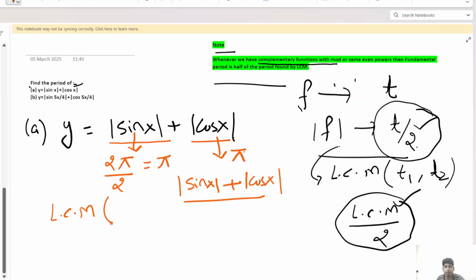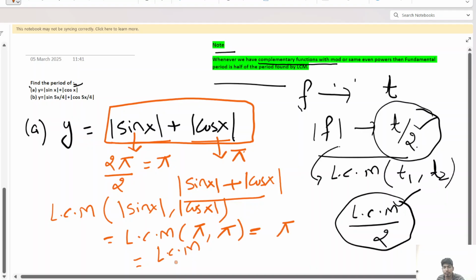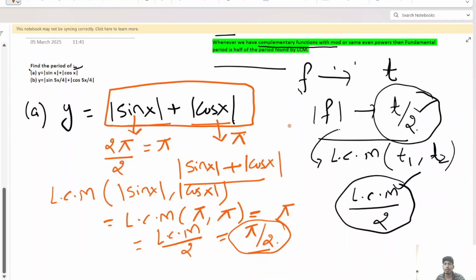is the LCM of the period of sin x and the period of cos x, that is the LCM of pi and pi, that is pi. But here it is a mod function, so half of the LCM, this is pi by 2. Okay, if you can check, then easily check.